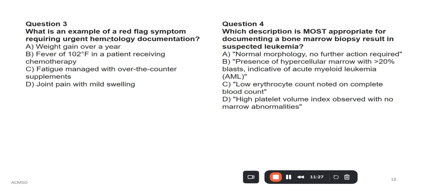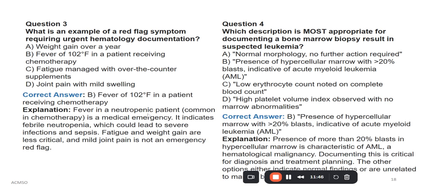Question 3. What is an example of a red flag symptom requiring urgent hematology documentation? A, weight gain over a year. B, fever of 102 degrees Fahrenheit in a patient receiving chemotherapy. C, fatigue managed with over-the-counter supplements. Or D, joint pain with mild swelling. Definitely it's B.